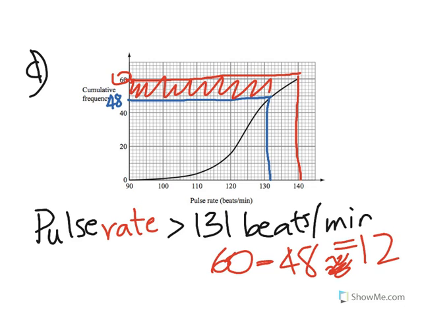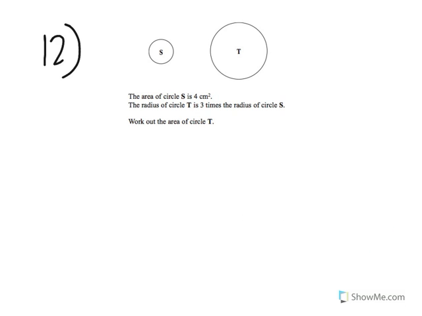12 people with a pulse rate of more than 131. Okay, well in question 12 you're given two circles, S and T, and you're saying the area of circle S is 4 centimeters squared, and the radius of circle T is 3 times the radius of circle S. Work out the area of circle T. Now first of all, these are two similar circles. Every single circle in the world is similar because it's the same shape.